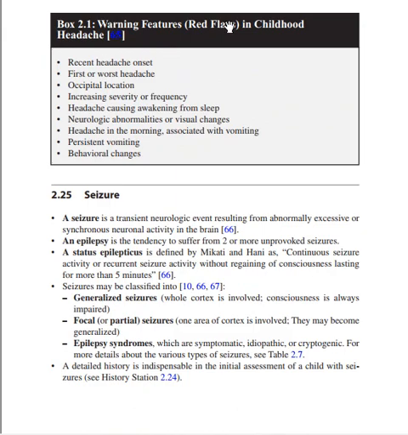Now, let's see the warning features, or the red flags, of headache in childhood. The first is a recent acute headache onset or sudden onset of headache. Second, first or worst headache in your life. You have occipital location of the headache, increasing severity or frequency, headache causing awakening from sleep, neurologic abnormality, visual changes, and persistent headache in the morning associated with vomiting. So any headache associated with increased intracranial pressure, a headache with focal neurologic deficit, a headache which is the first and the worst in your life, sudden onset headache, or a headache resulting in behavioral changes are types of headache which are red flags.